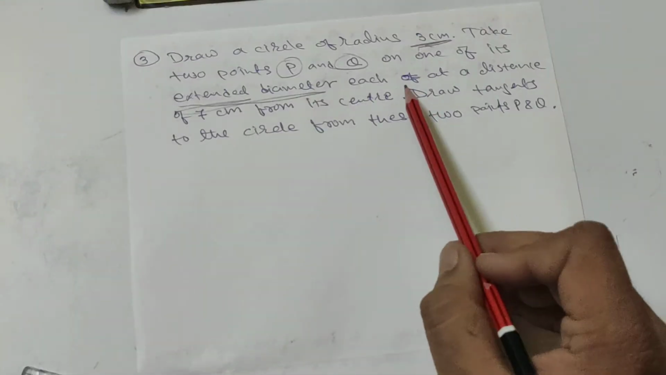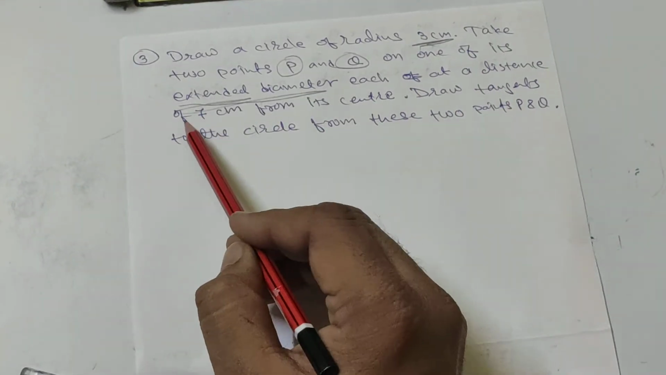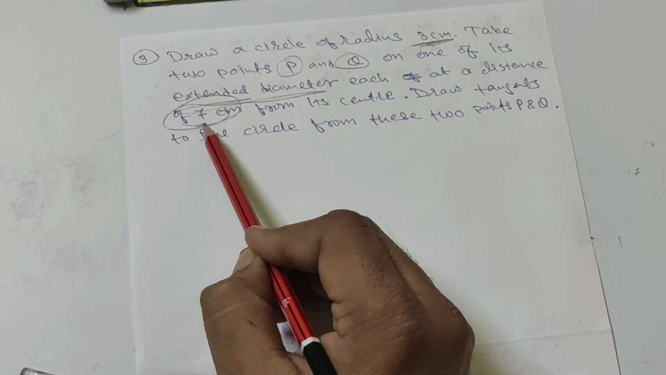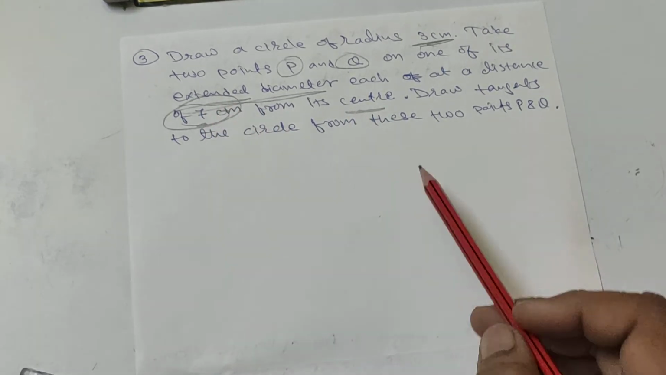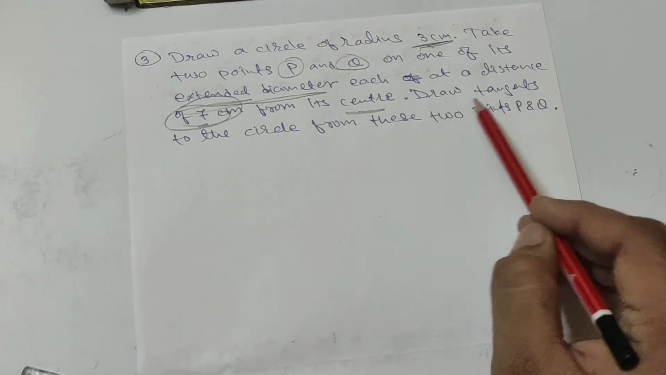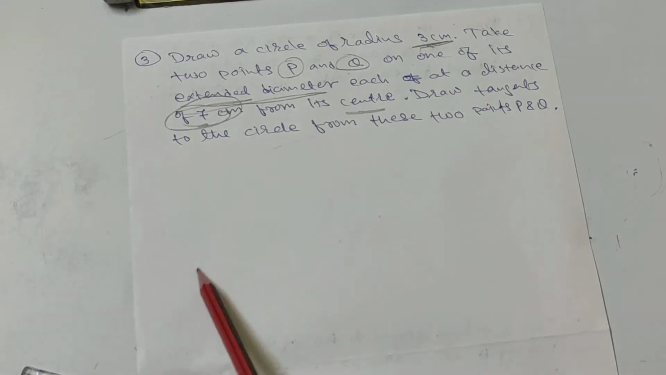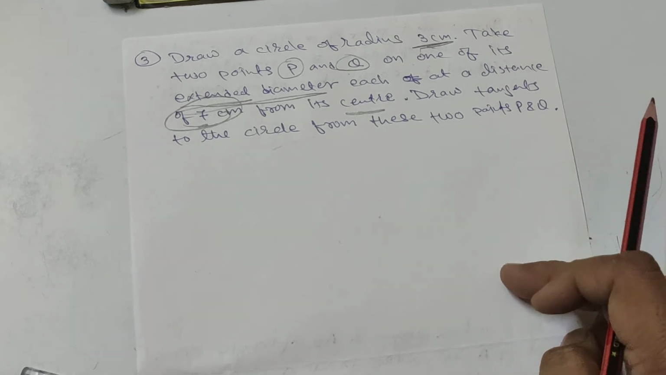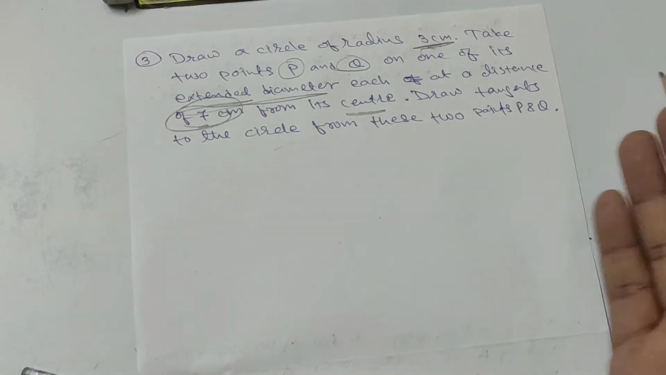लेना है Q. On each of the distance having 7 centimeter. तो दोनों का डिस्टेंस जो है सेंटर से 7 सेंटीमीटर होना चाहिए. 7 सेंटीमीटर ऑन लेफ्ट साइड एंड 7 सेंटीमीटर ऑन द राइट साइड. Draw the tangent to the circle from these 2 points P and Q. तो यहाँ पर एक पॉइंट की बजाय हमको दो वाले पॉइंट दिए हैं, एक इधर और एक उधर.